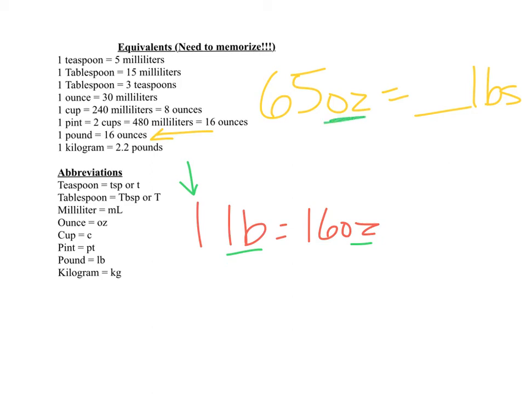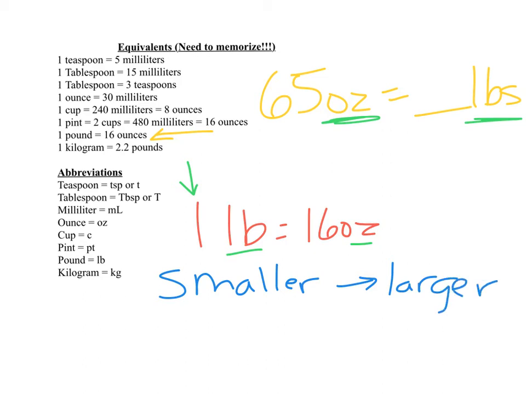Because the question is asking me to go from ounces to pounds, I am going from the smaller unit to the larger unit. And so anytime I'm going from smaller to larger, I'm just going to do the opposite. Instead, I'm going to end up dividing by that known. So in this particular question, I'm going to take 65 divided by 16 to get my answer.